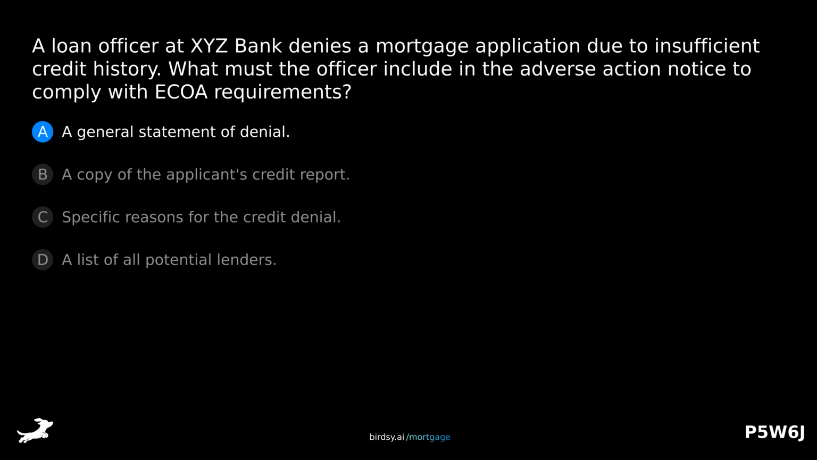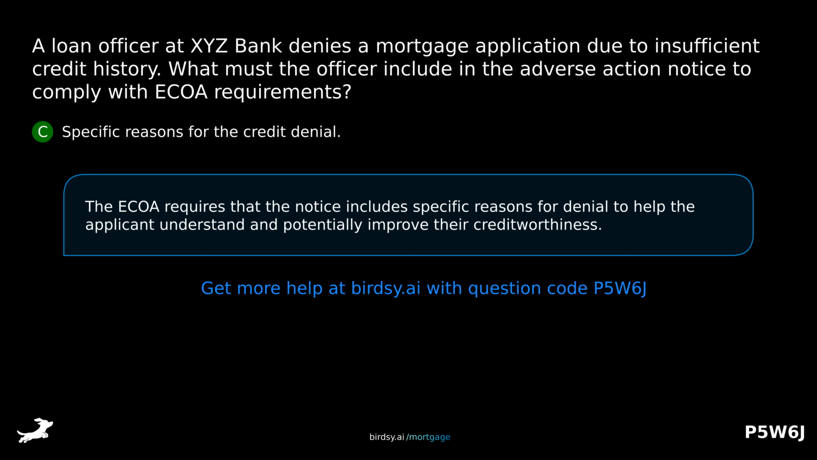Is it A, a general statement of denial, B, a copy of the applicant's credit report, C, specific reasons for the credit denial, or D, a list of all potential lenders? The answer is C, specific reasons for the credit denial. The ECOA requires that the notice include specific reasons for denial to help the applicant understand and potentially improve their creditworthiness.